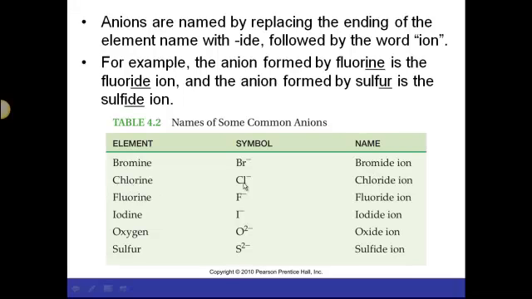Chlorine would be called the chloride ion. Fluorine would be called the fluoride ion. Iodine, the iodide ion. And oxygen, the oxide ion. And sulfur, the sulfide ion. So you just drop the -ine ending and you substitute in -ide, follow that by ion.